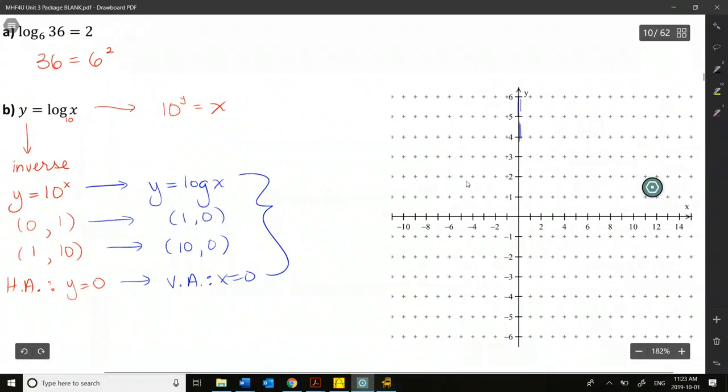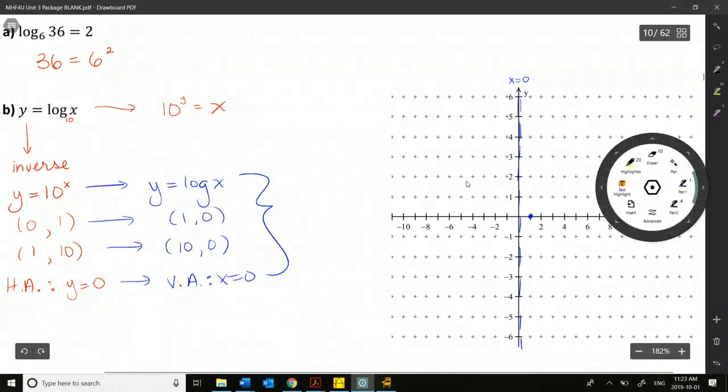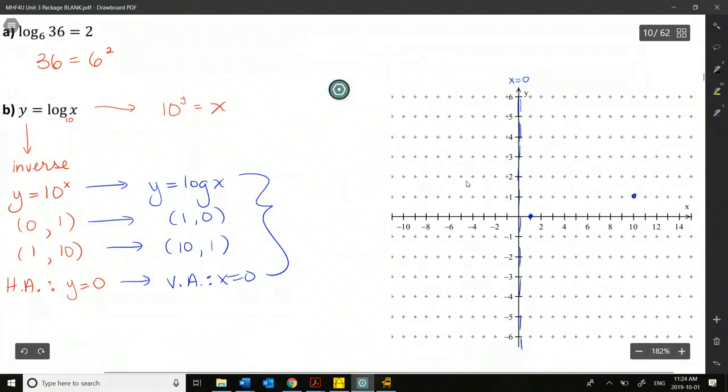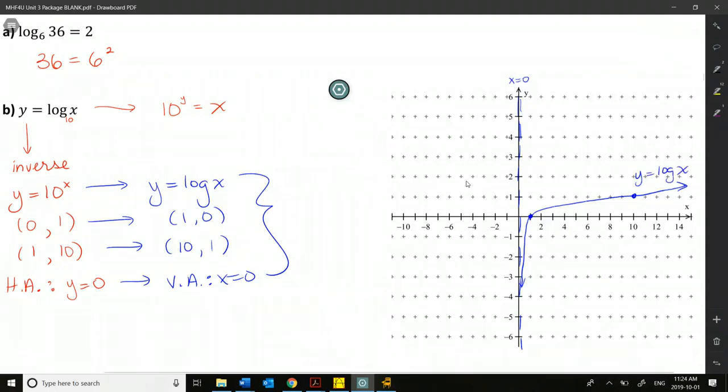Okay, so the logarithmic function that we had in part B crosses at 1, 0, and, or sorry, that should say 10, 1, not 10, 0. And 10, 1. Okay, so that is actually the graph of the common logarithm there.